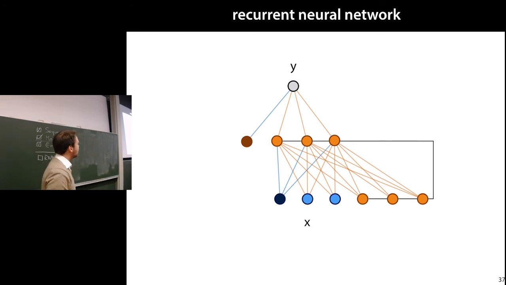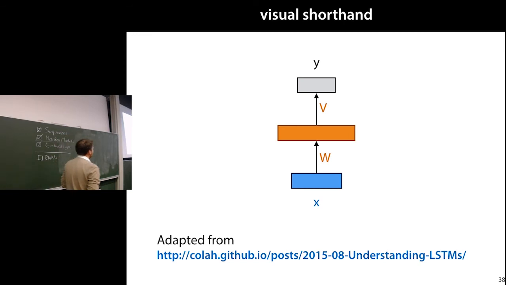This is a bit complicated, so we're going to develop a little visual shorthand to make this simpler. Basically, this is a simple feed-forward network without cycles. We just have some x, we multiply it by some weights, and add a bias node, but we'll forget about the bias nodes for now, just imagine they're there. We multiply this by some weights, we get a hidden layer, we multiply that by some weights, and we get an output layer. So a basic feed-forward network with no cycles.